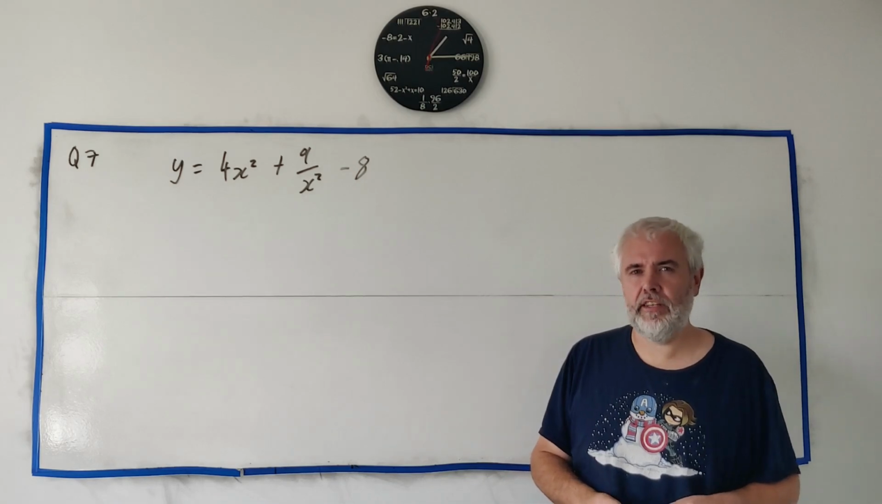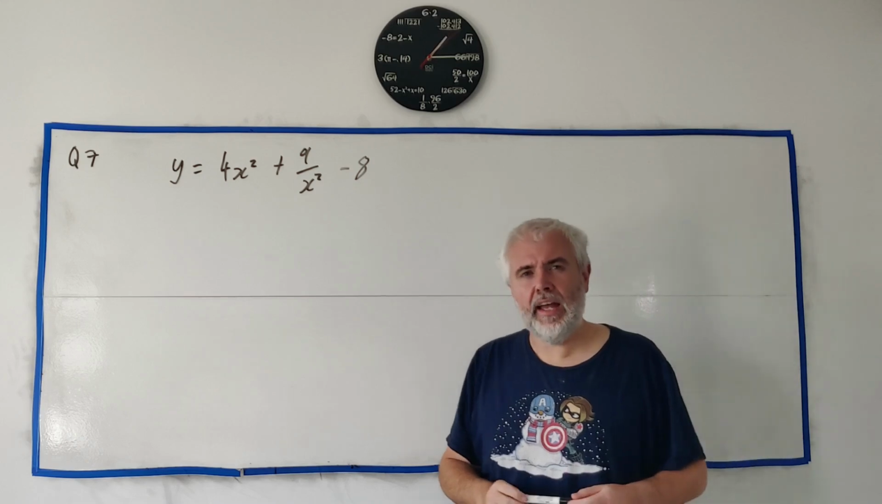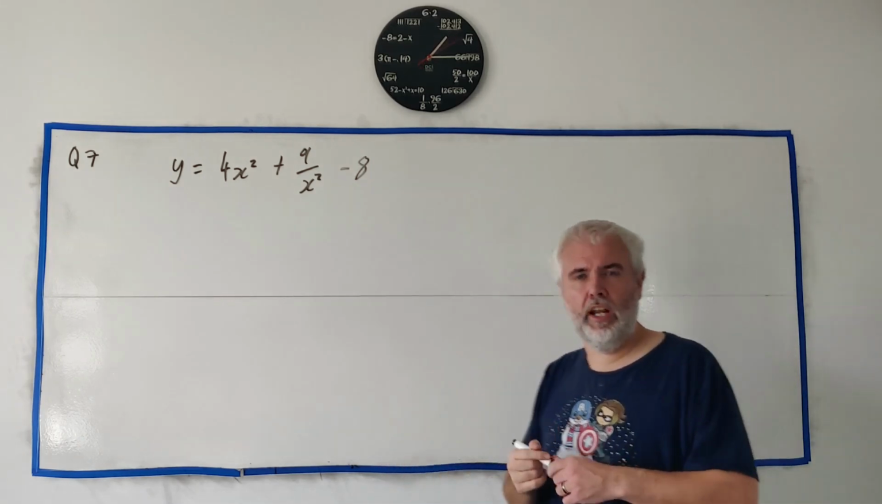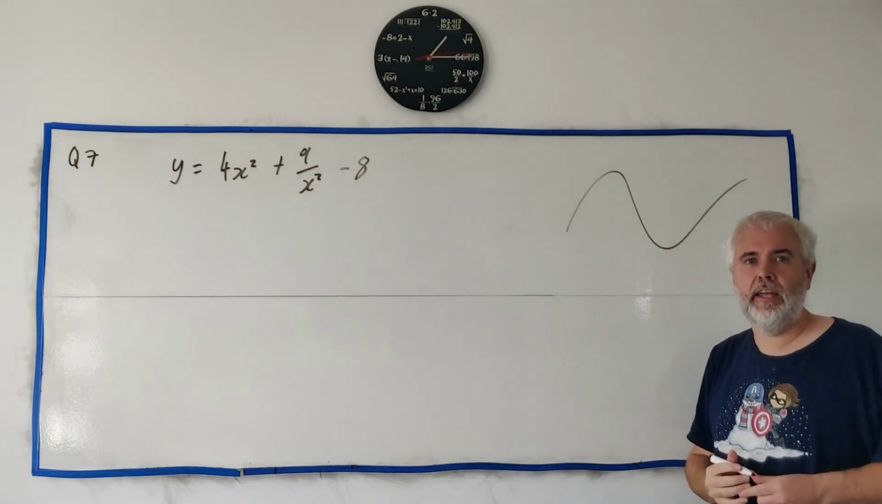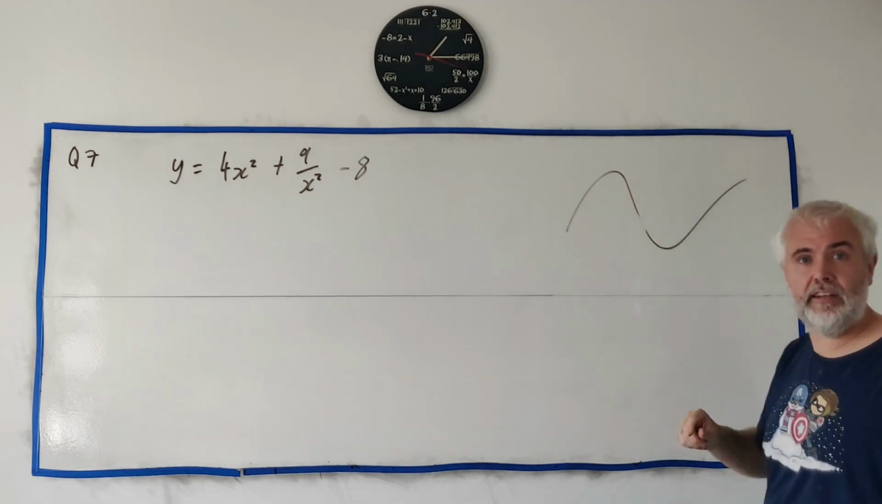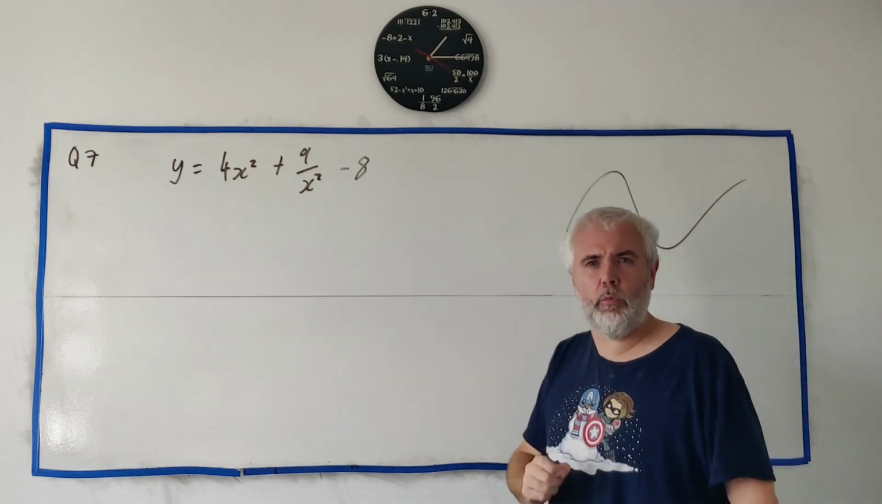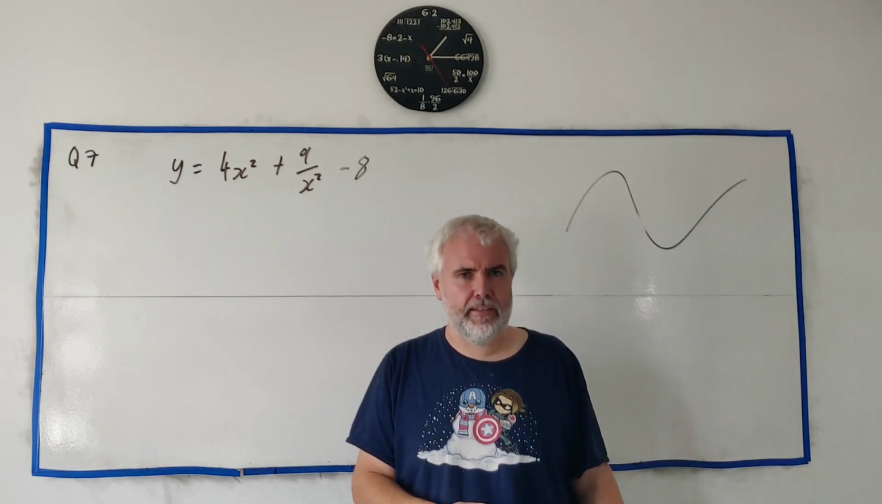In question 7, they tell us about a curve that has this equation here. And then they talk about a point moving along. Let me draw just a random curve. It really doesn't matter what it looks like. They're talking about a point moving along this curve. And they tell us that its y coordinate is decreasing 5 units every second.